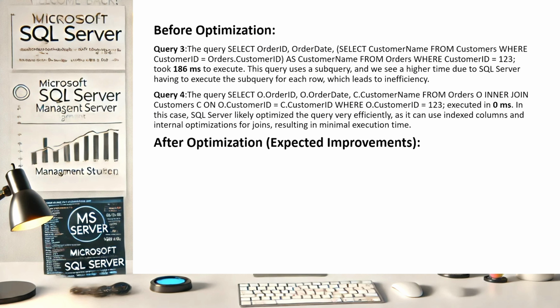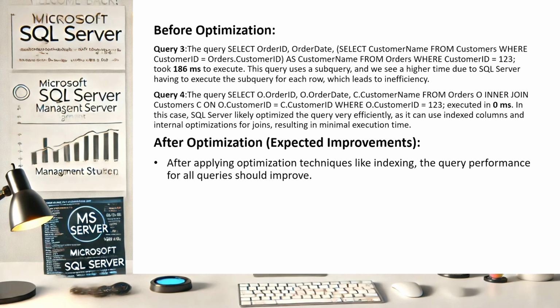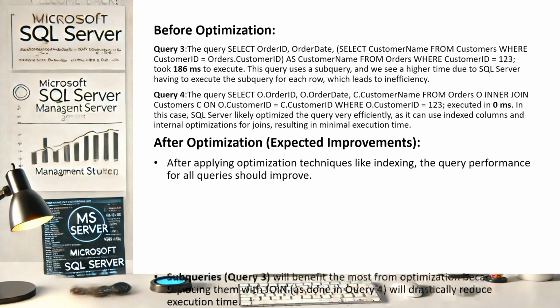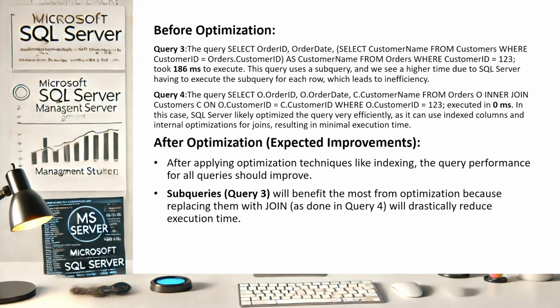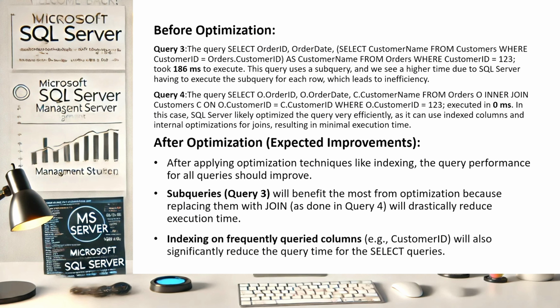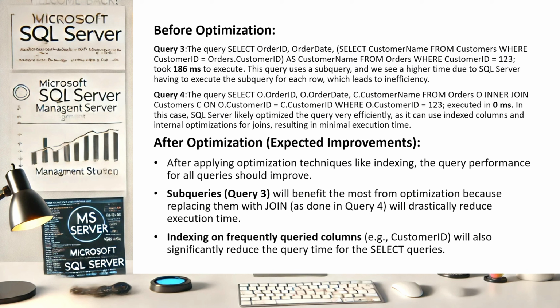After optimization, expected improvements. After applying optimization techniques like indexing, the query performance for all queries should improve. Subqueries, query 3, will benefit the most from optimization because replacing them with join, as done in query 4, will drastically reduce execution time. Indexing on frequently queried columns, example customer ID, will also significantly reduce the query time for the select queries.